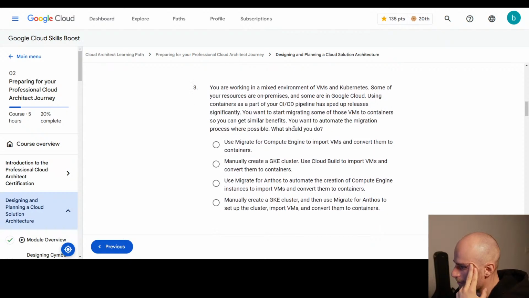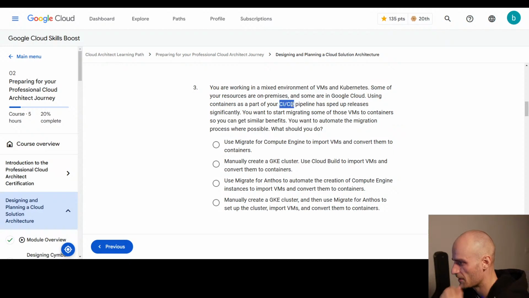You are working in a mixed environment of VMs and Kubernetes. Some of your resources are on-premises and some are in Google Cloud. Using containers as part of your CI/CD pipeline.